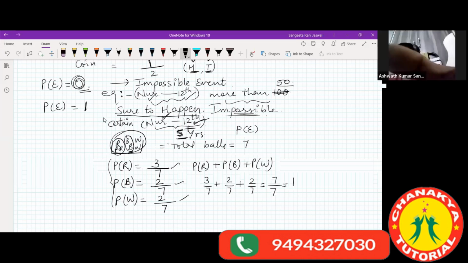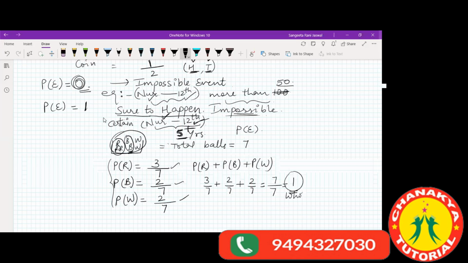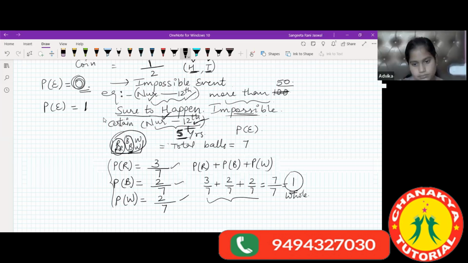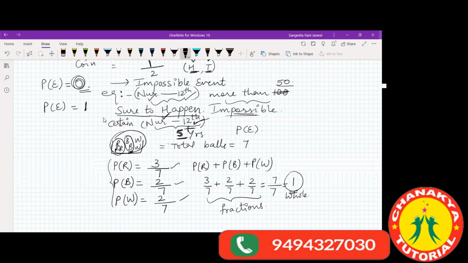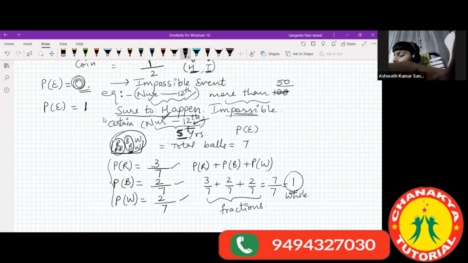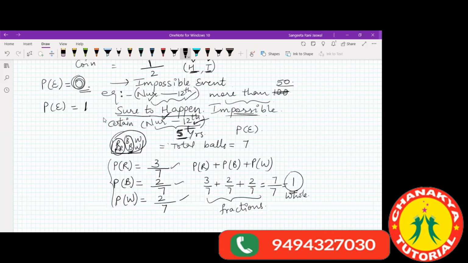So 1 means what? The whole. These were fractions of the balls, the total balls in a box. You understand how the fractions have made a whole now in terms of probability? You get it?